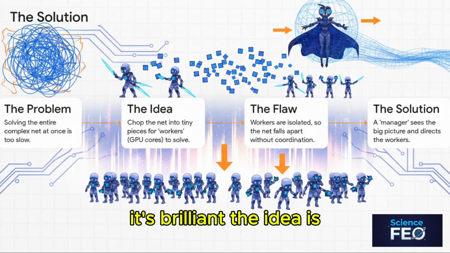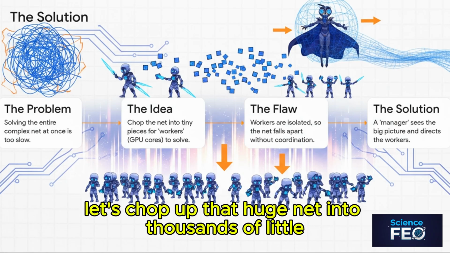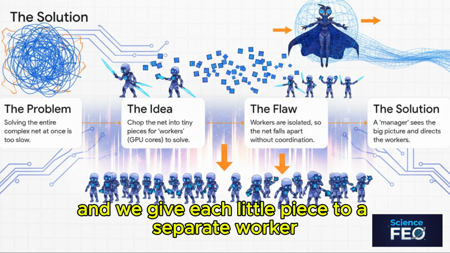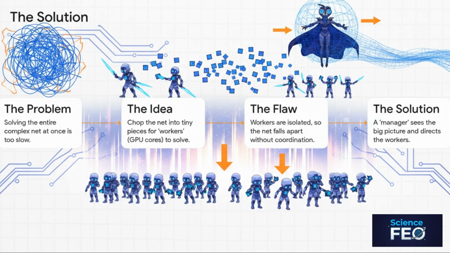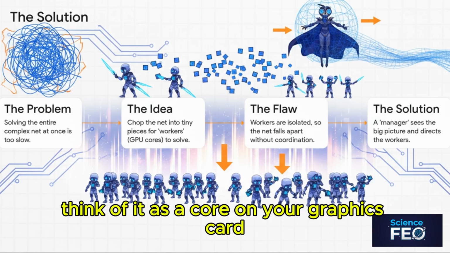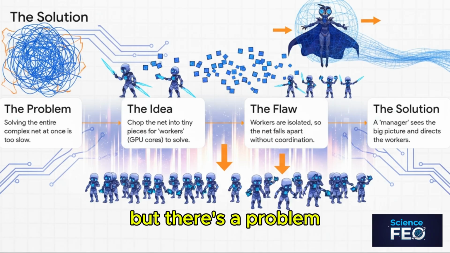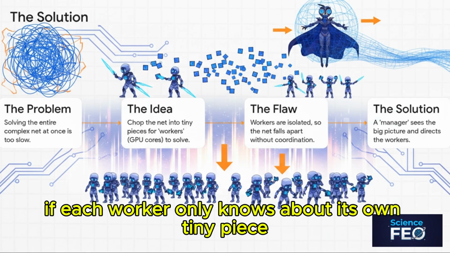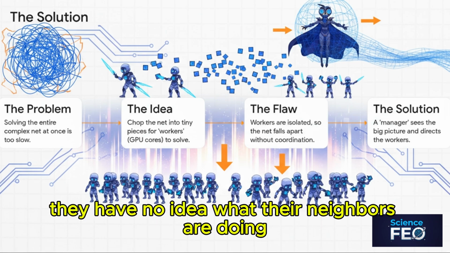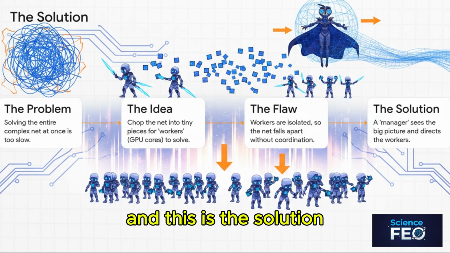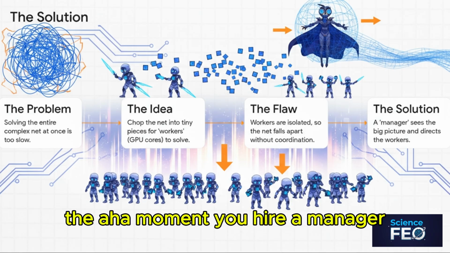It's brilliant. The idea is, let's chop up that huge net into thousands of little tiny squares, and we give each little piece to a separate worker, think of it as a core on your graphics card, to solve all at the same time. This is super, super fast. But there's a problem. If each worker only knows about its own tiny piece, the net just falls apart. They have no idea what their neighbors are doing. And this is the solution, the aha moment.